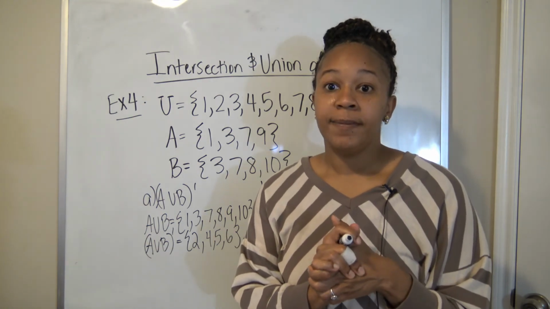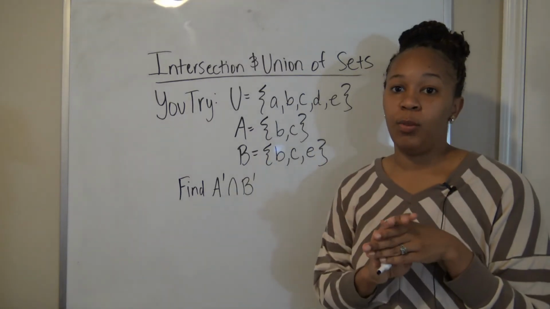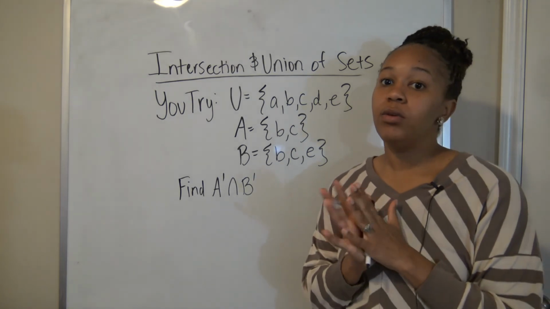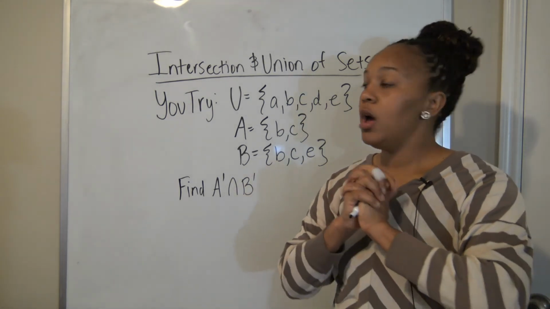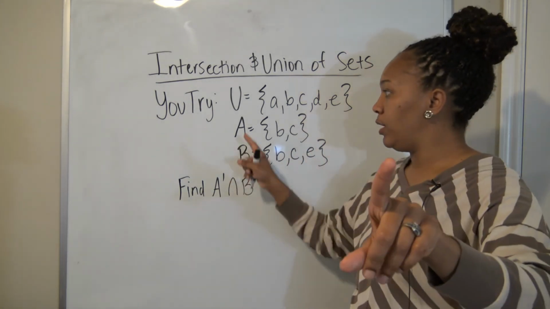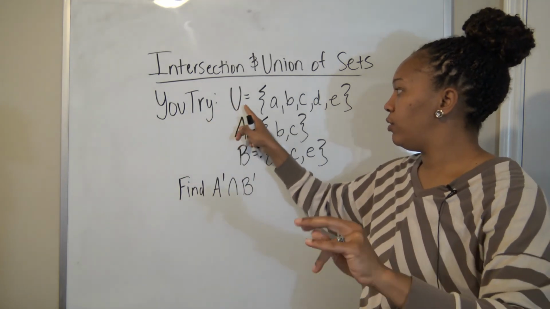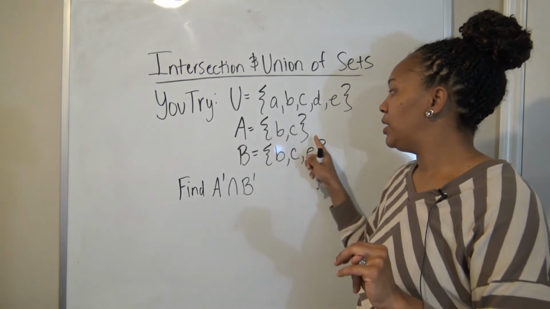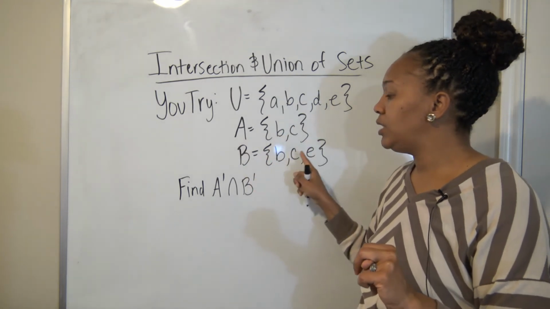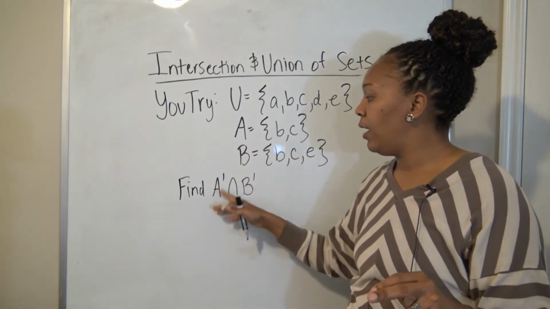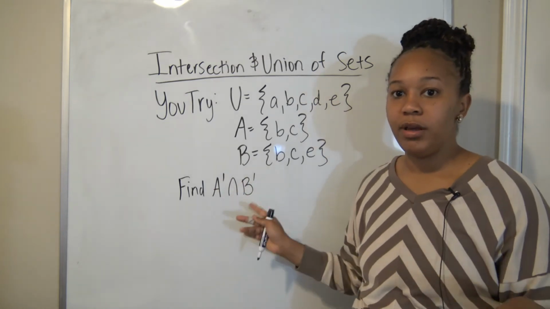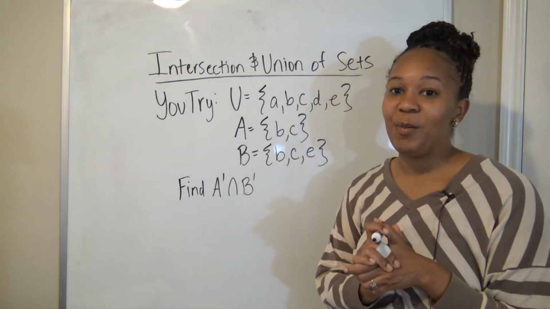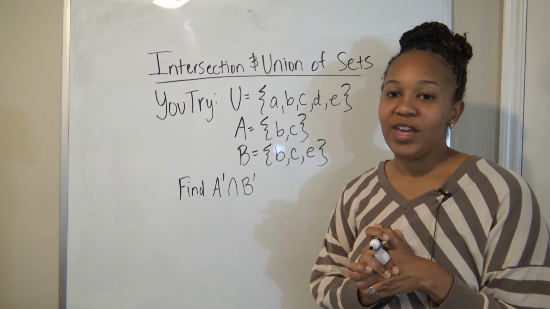Now, I want you to take a moment to try an example and see if you can get it right. So just pause the video. Well, hold on. Let me read it to you first. So I want you to try this. You have the universal set, which is A, B, C, D, and E. You have A that has B and C in it, and you have B that has B, C, and E in it, and you have to find A complement intersect B complement. So now pause the video for a moment and see if you can get the answer.